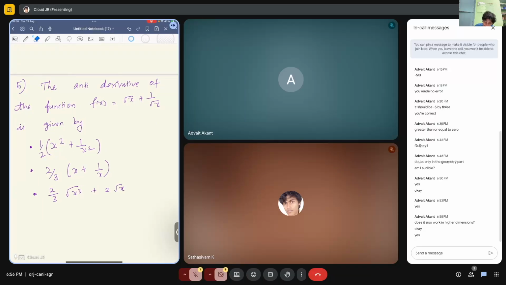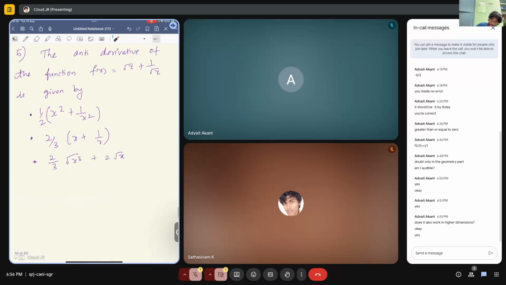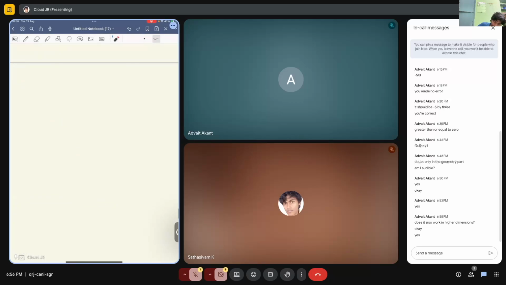Okay. So let's try to compute the antiderivative for this function. So how do you compute an antiderivative? Let me first recall what an antiderivative is. You have a function, let's say f. Let f be a function.